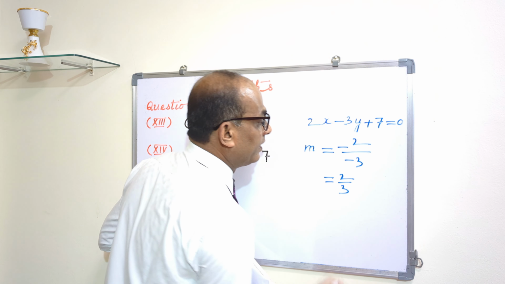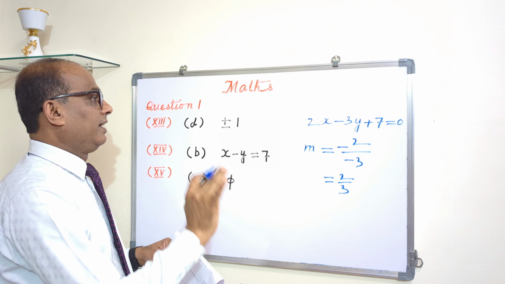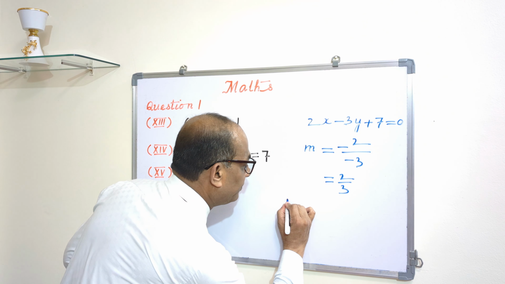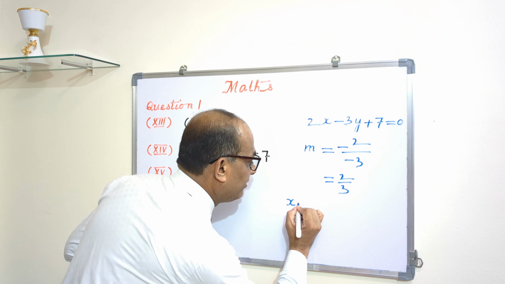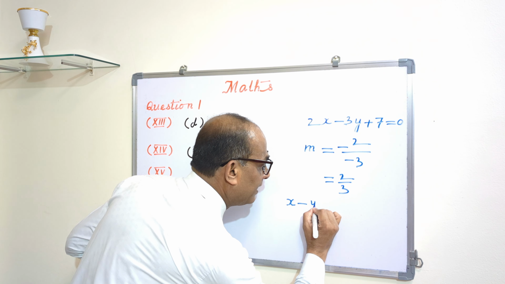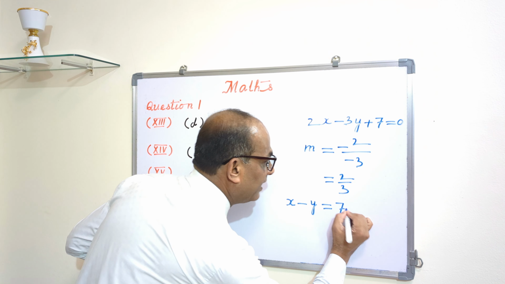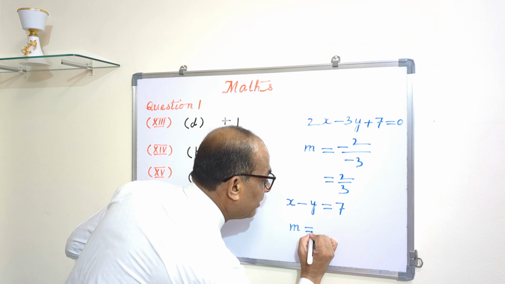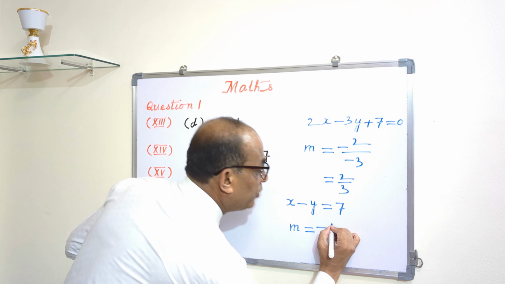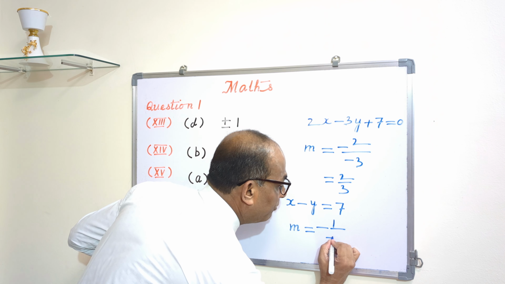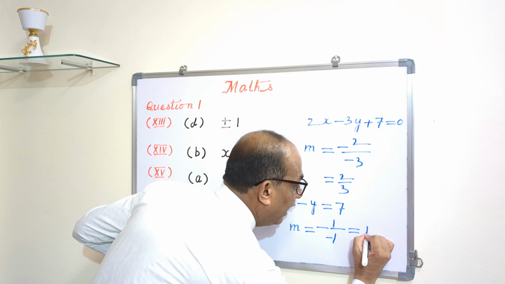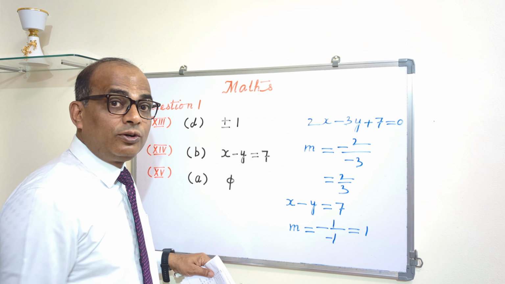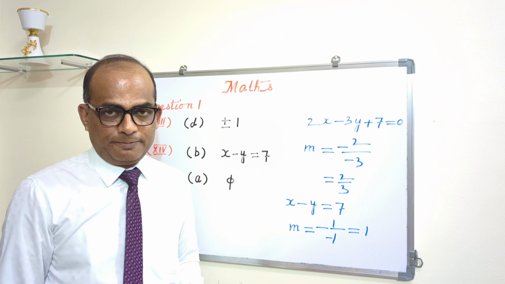Now let us find out the slope of x minus y is equal to 7. So slope m is equal to minus the coefficient of x upon that of y. That means you are getting 1. m is 1 and m is equal to tan theta. So tan theta is equal to 1. That means theta is equal to 45 degrees.